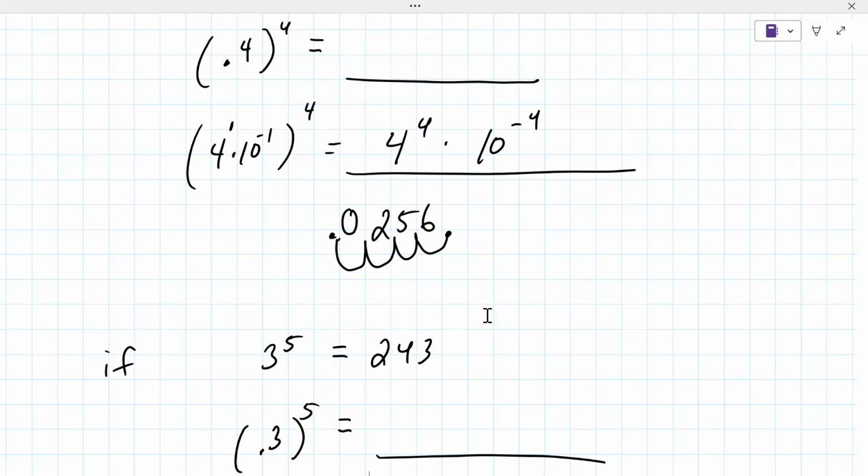So do that over 5 times. So would it be 0.00243? You know, moving it over the 5 times. Very good.